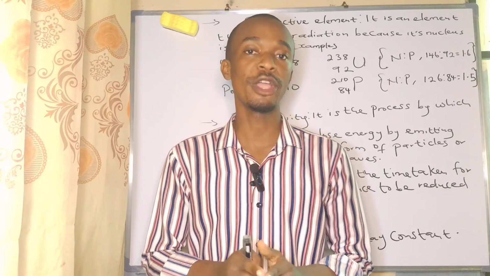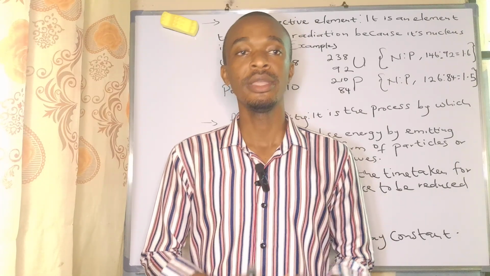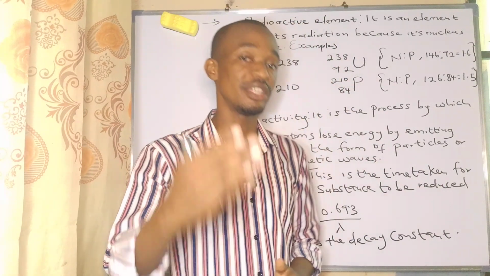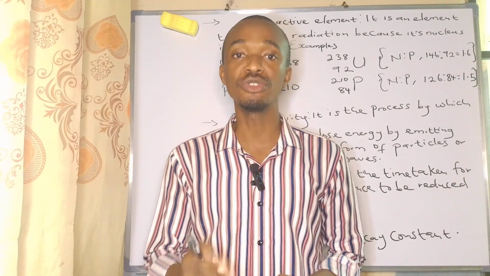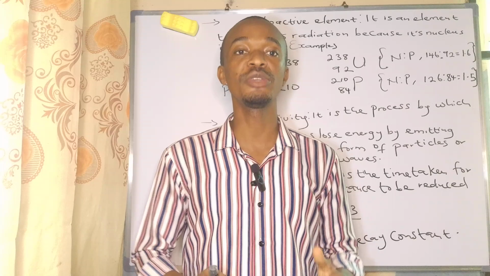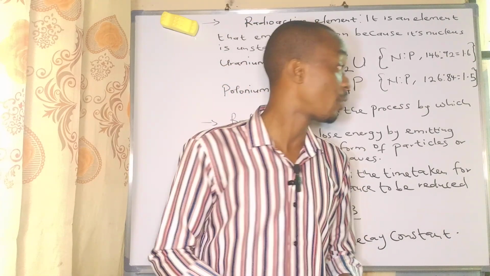So today we are going to be talking about radioactive elements. What is a radioactive element? A radioactive element is an element that emits radiation because its nucleus is unstable. It is emitting radiation because it wants to be stable. And then I will give you two examples.